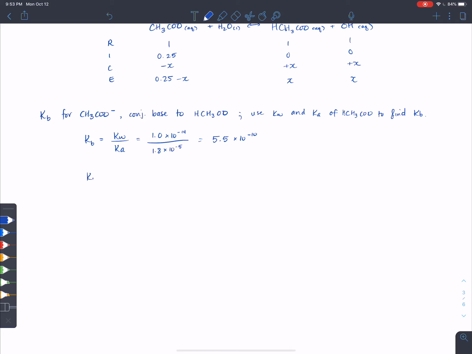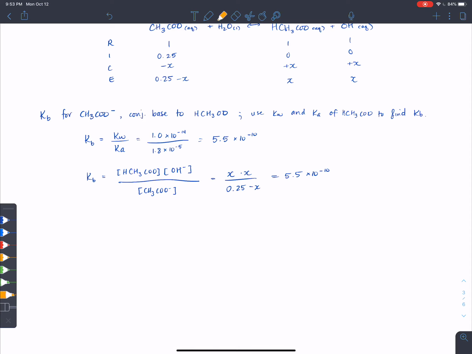We also know that we can calculate our ionization constant of our base by doing the concentration of our acetic acid times the concentration of our hydroxide ions over the concentration of our acetate. And we can determine this with and without the RICE table. It's going to be x times x over 0.25 minus x, which is equal to 5.5 times 10 to the power of negative 10, which we found here.